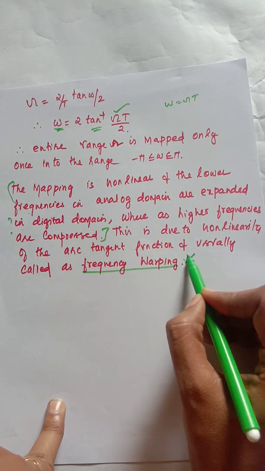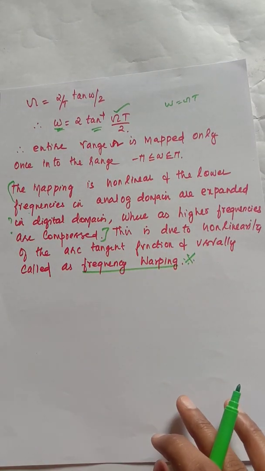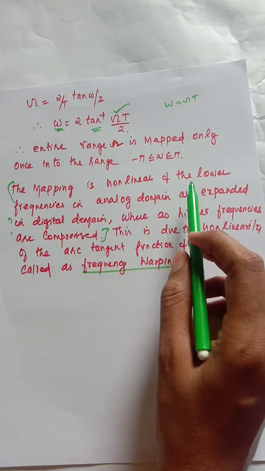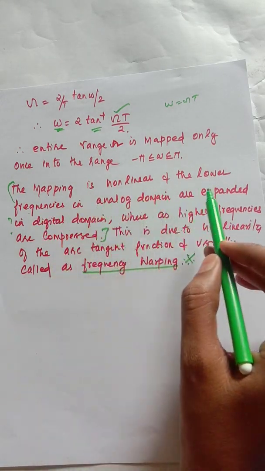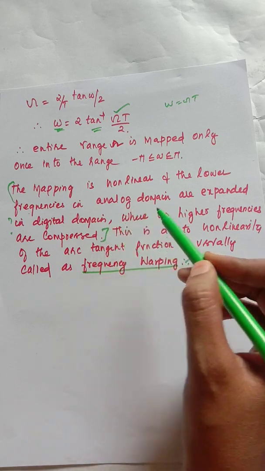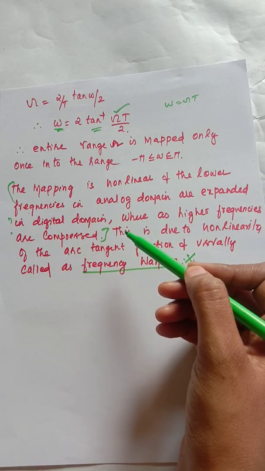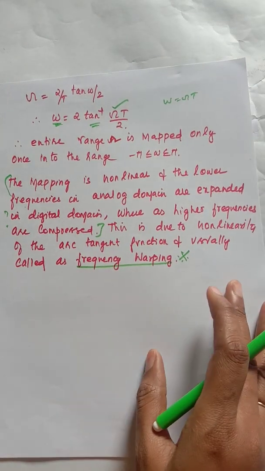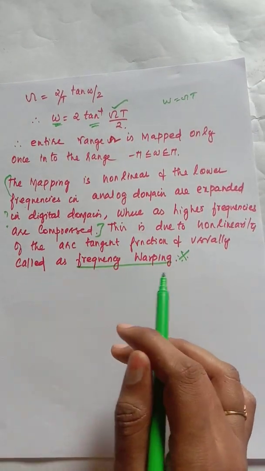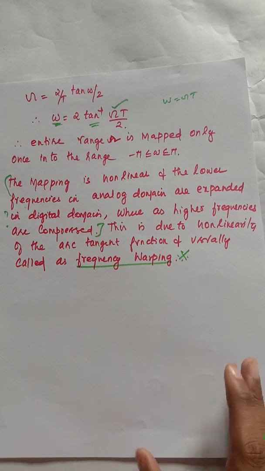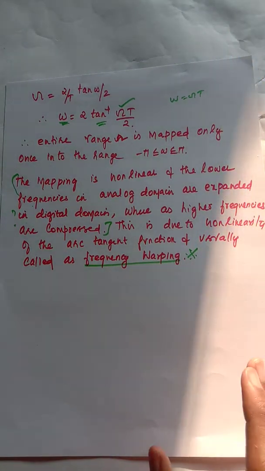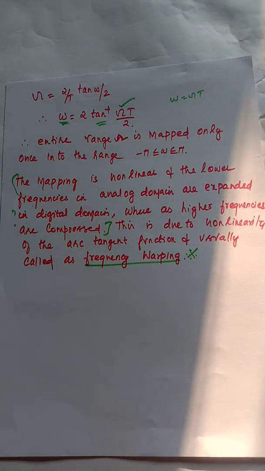This is one of the important questions. What is frequency warping? So why are we getting here the lower frequencies in analog domain expanded in digital domain, whereas higher frequencies are compressed? This is due to the non-linearity of the arc tangent function, and it is usually called frequency warping. So that's about this bilinear transformation. Now we will see how to solve problems using this.